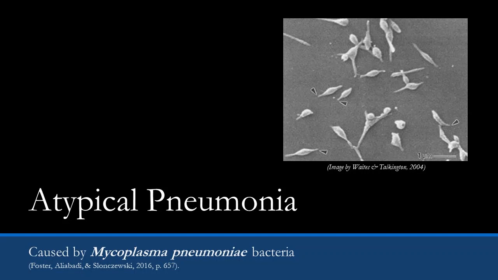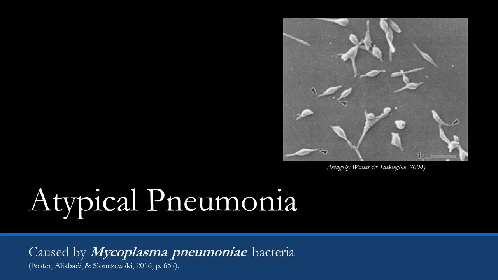Atypical pneumonia, also called walking pneumonia, is a bacterial infection that primarily affects the lower respiratory tract. The causative agent of atypical pneumonia is predominantly Mycoplasma pneumoniae, and although we are going to be focusing on atypical pneumonia caused by Mycoplasma pneumoniae in this presentation, it is important to note that other bacteria can also sometimes cause other forms of atypical pneumonia, including Legionella and Chlamydophila.